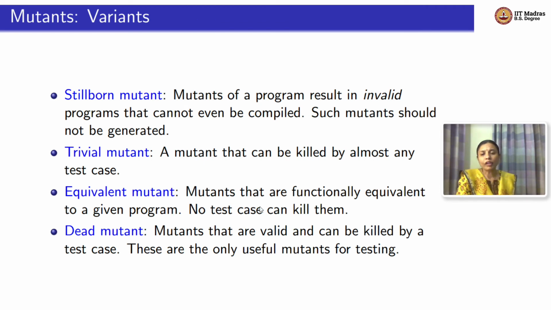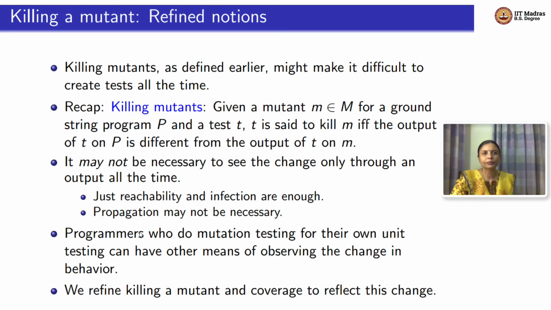So these are mutants that are functionally equivalent to a given program, and no test case can distinguish or kill the mutant from the behavior of the ground string. Dead mutants are what we want: mutants that are syntactically valid and can be killed by writing test cases. That is, mutants for which I can write test cases such that the output of the ground string is different from the output of the mutant on the same test case. Dead mutants are what we want for being useful for testing. Sometimes showing that a mutant is equivalent is also useful for testing.